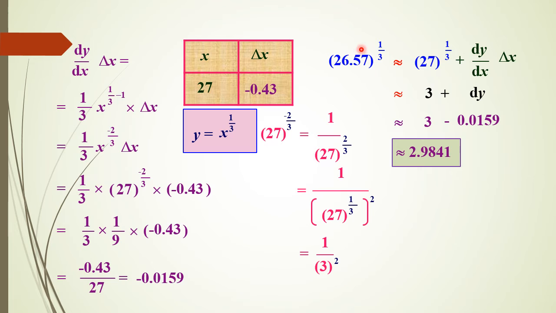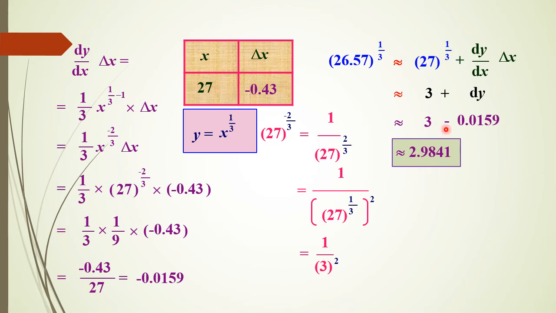2.9841. This is the approximate value of the cube root of 26.57. 27 whole raised to 1 by 3 can be written as what? 3 to the power 3 whole to the power 1 by 3. After cancelling, just 3 will be getting. So subtracting this much from 3, this respective number will be getting this much.